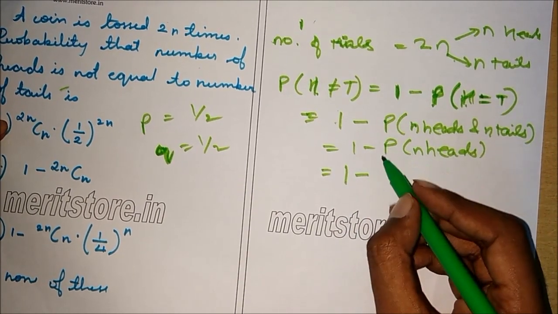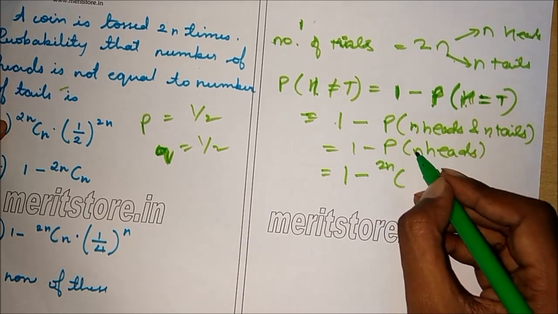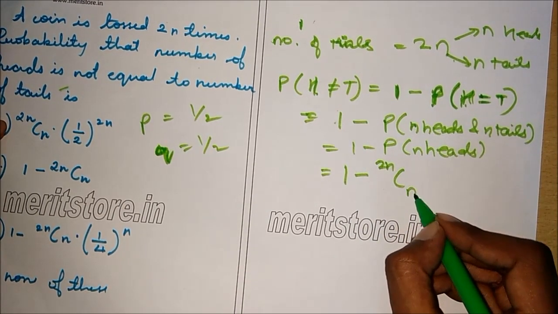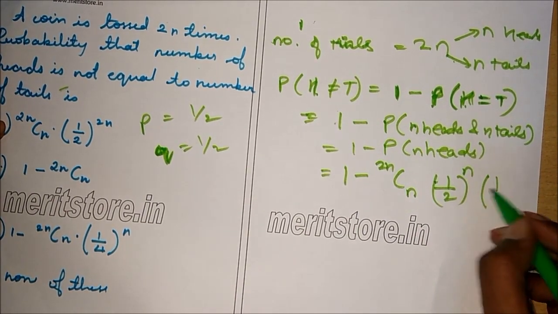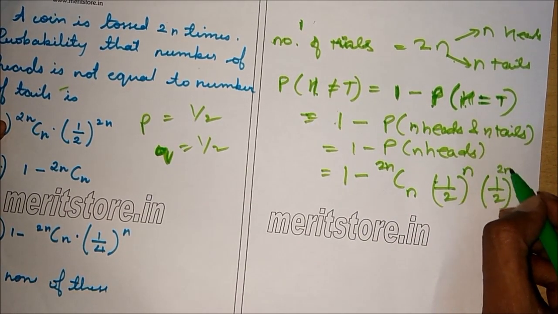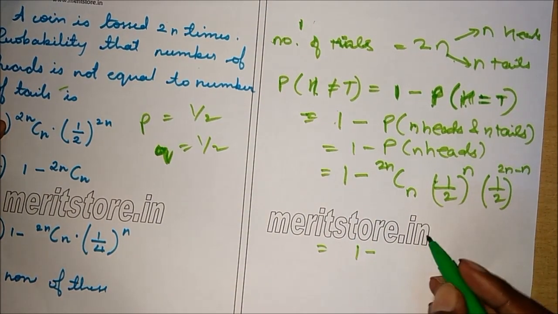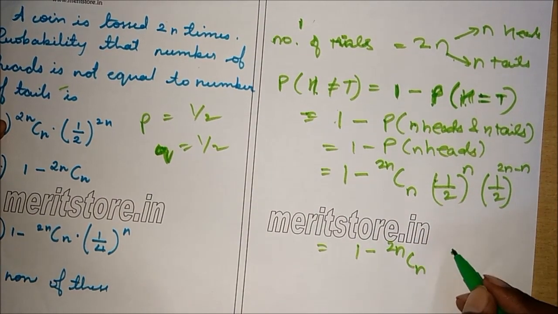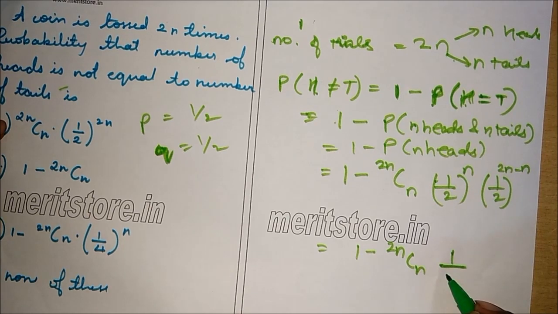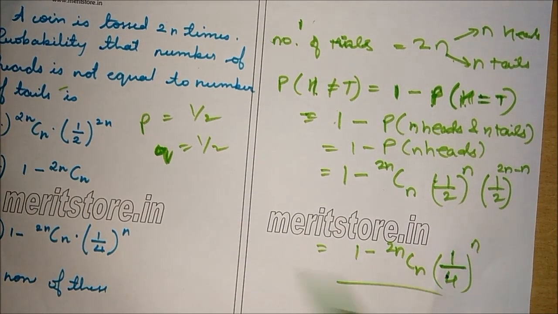So this will be 1 minus nCr, that is 2nC, where r is n, so 2nCn, into P raised to r, that is n, into Q, which is also half, raised to n minus r, that is 2n minus n. So this will be 1 minus 2nCn, and multiplying this, we'll get 1 by 4 raised to n, which is option C.